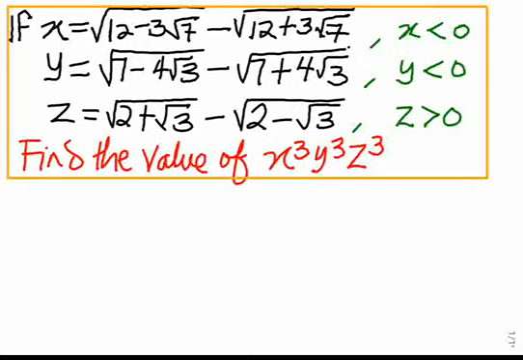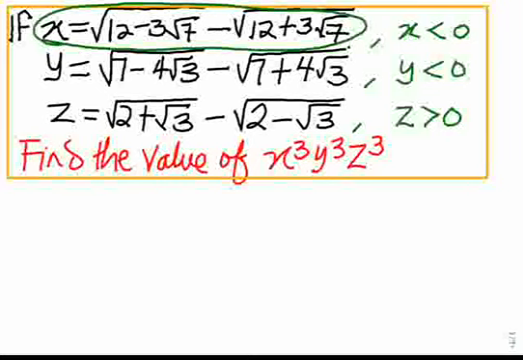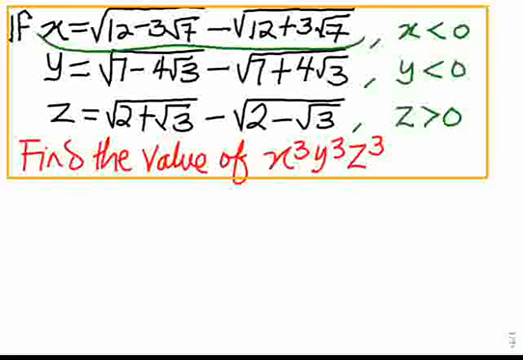In this video I am going to show you a very simple method to finding the product of the cube of x, y and z. We are given the value for each of the expressions x, y and z, and then we are told that x is less than 0, y is less than 0 and z is greater than 0. What this information simply implies is that the product of x, y, and z will also be greater than 0.